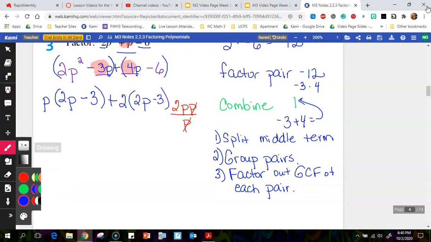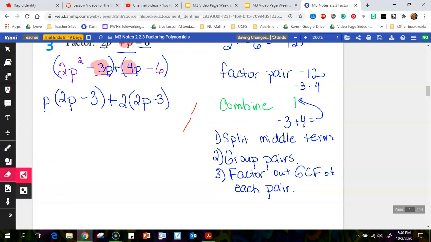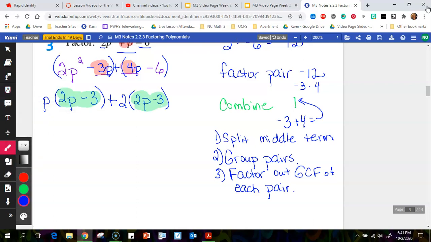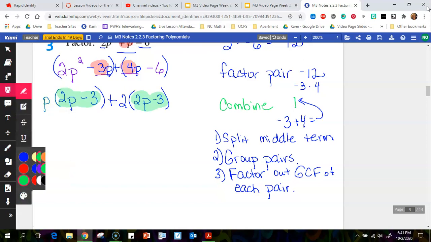Okay, so here's what we're looking for. Let me erase this part right here. Let me get a highlighter. The two things that are in parentheses, if they match, you did it right. If they don't, something's not right. So what's highlighted, we're almost done, is my first factor. My first factor is the highlighted part, and I only need to write it once.